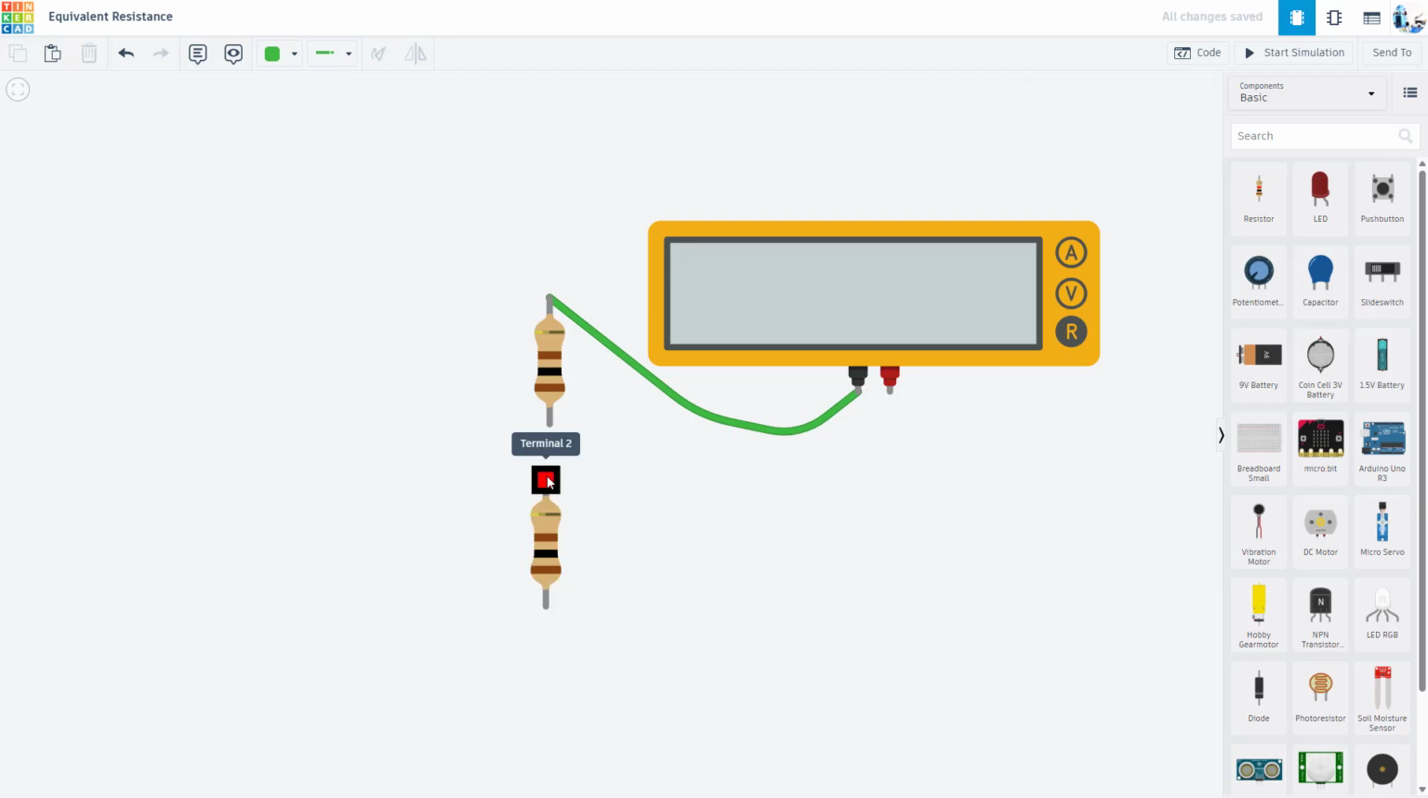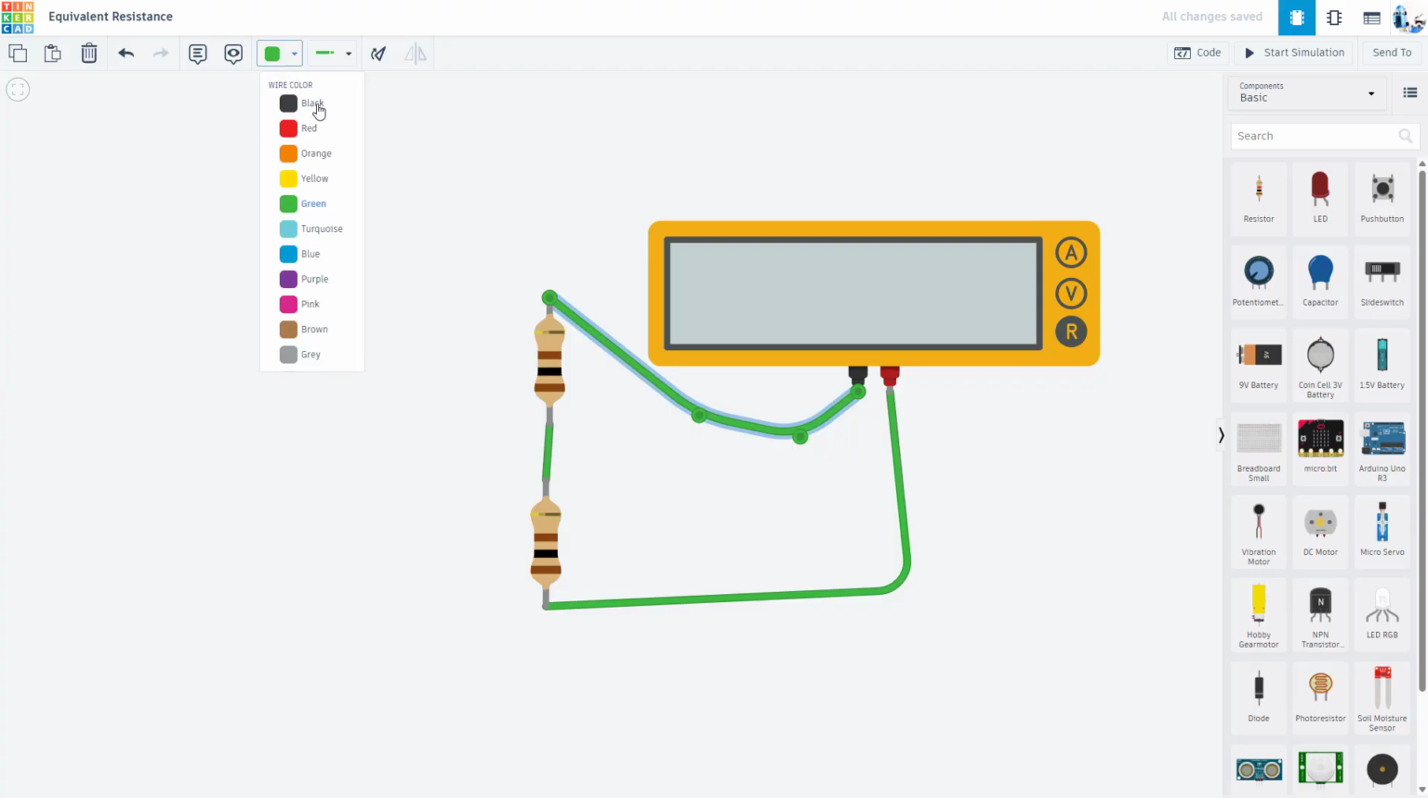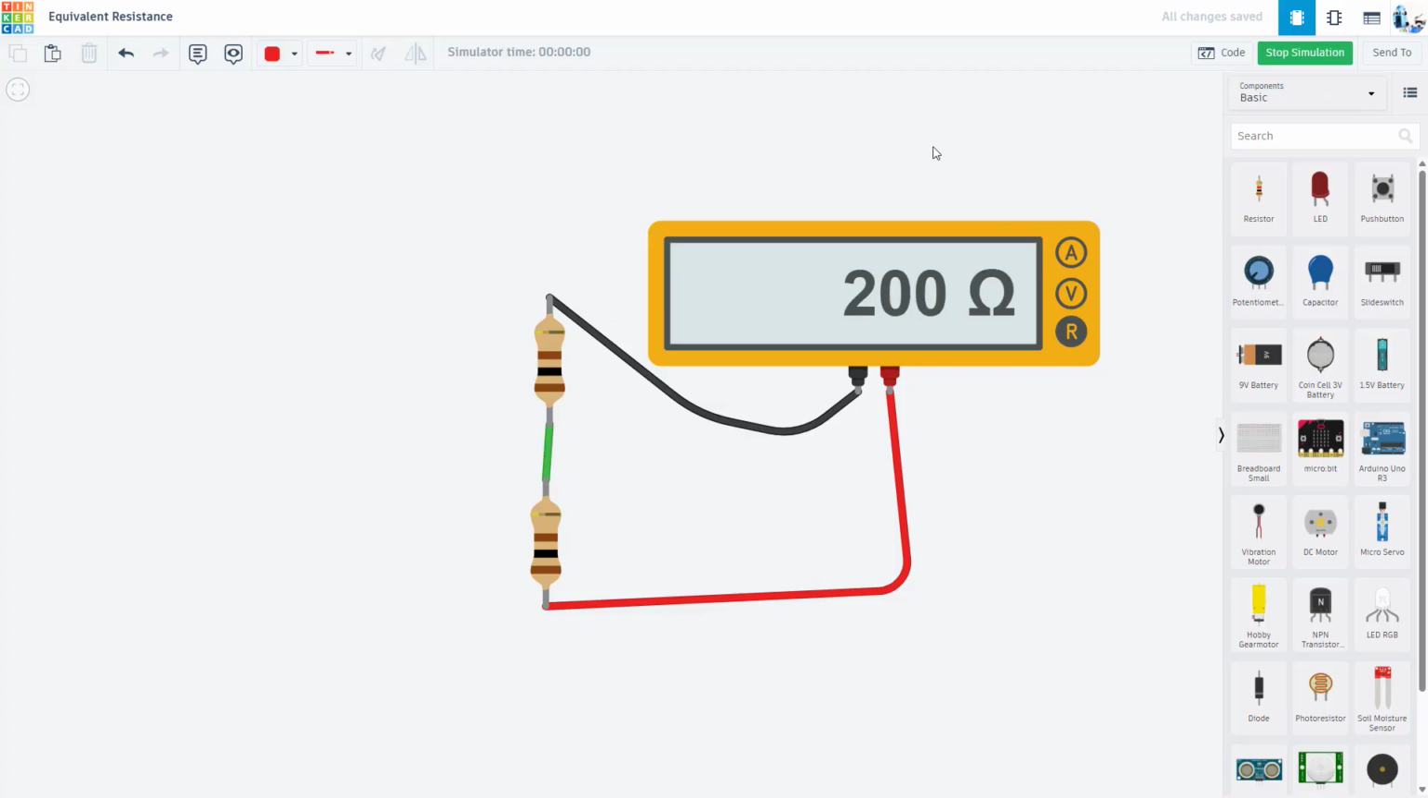Okay, coming back after the pause. If I connect a second resistor in series with this one, the resistances are going to add. And if I'm being good about this, I would color code my multimeter wires to be more like a physical multimeter. If I connect two 100 ohm resistors in series, I would expect them to add to give me 200 ohms. So I hit start simulation, and that is exactly what I get.